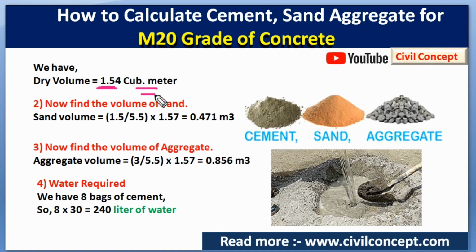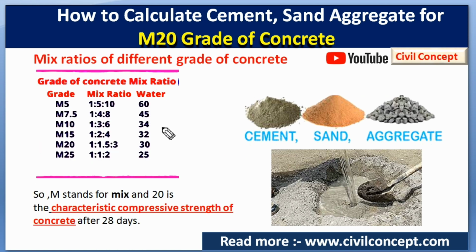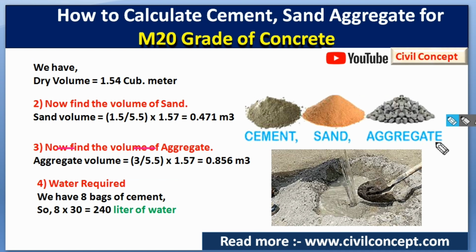Now the most important thing is how much water we require for 1.54 cubic meter of concrete. In number 4, we have 8 bags of cement, so it depends on the water cement ratio. Previously we have seen that for M20 grade of concrete we require 30 liter of water per bag of cement. We have calculated 8 bags of cement, so we multiply it by 30 and we get 240 liter of water.